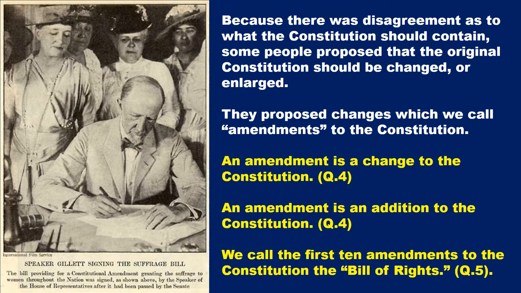Because there was disagreement as to what the Constitution should contain, some people proposed that the original Constitution should be changed or enlarged. They proposed changes, which we call amendments, to the Constitution. An amendment is a change to the Constitution. An amendment is an addition to the Constitution. We call the first 10 amendments to the Constitution the Bill of Rights.